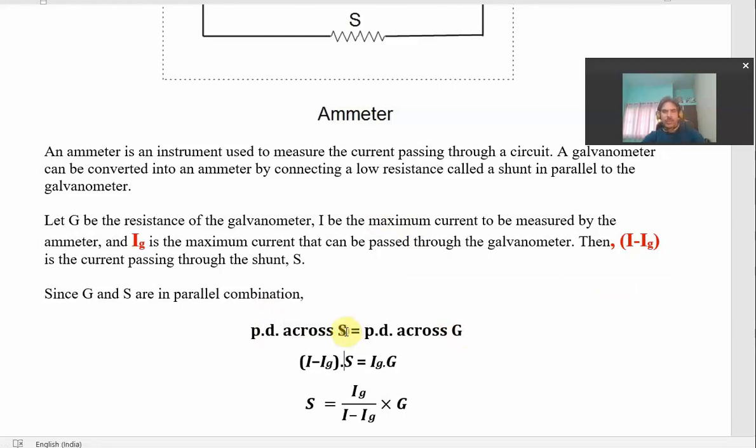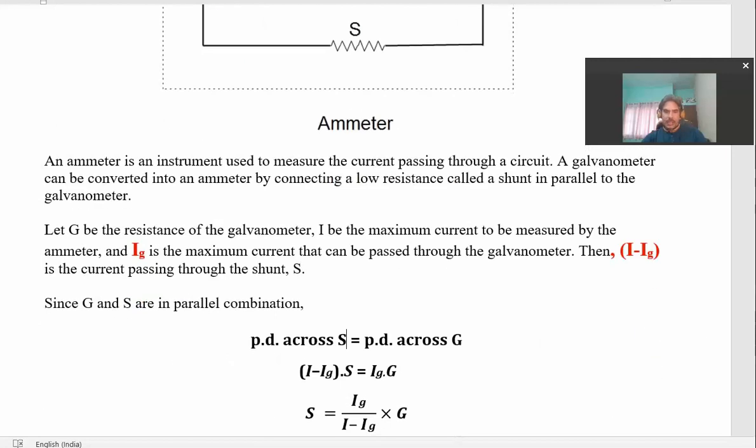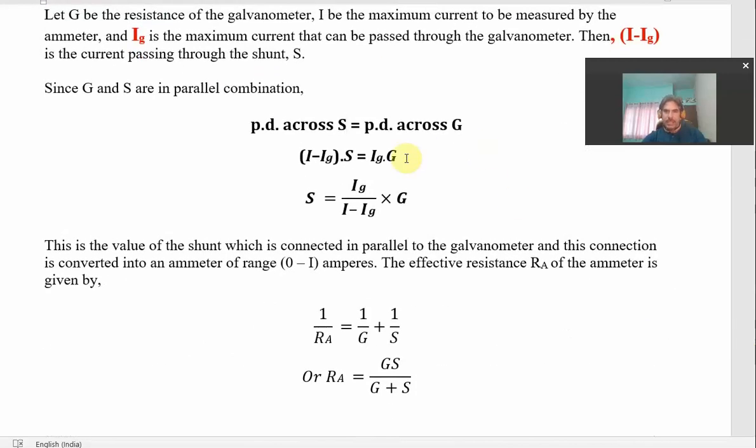So the current through the shunt resistance is nothing but I minus Ig, times the value of resistance S, is equal to the potential difference across G. It is nothing but the current through G, which is Ig, multiplied by the resistance of G. From here we can take the value of S. The term inside the bracket goes to the right side and divides the terms on the right side. So this is the formula for the resistance which we need to connect in parallel to the galvanometer.